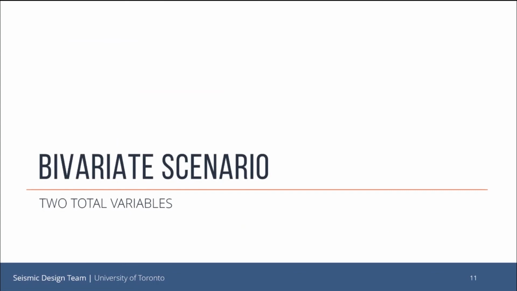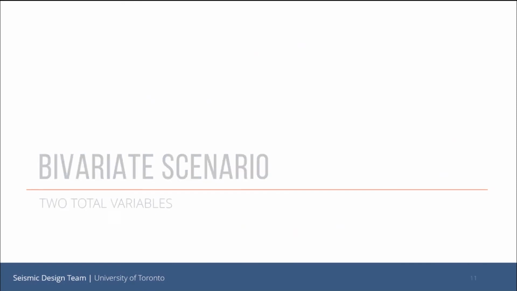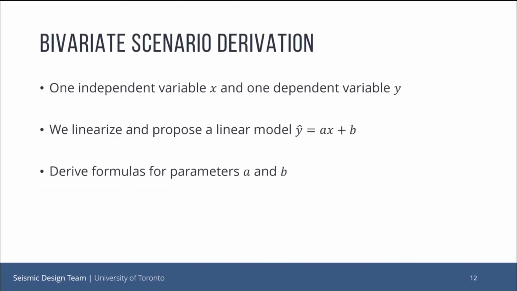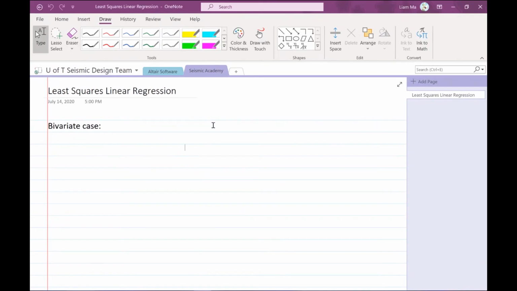So now we arrive at the bivariate scenario, where we have 2 total variables. So right now I'm going to go through a derivation on how to arrive at the formulas for these. We have a linear model, so this is after we linearize the data, so our data should look like a straight line. And now the goal is to figure out how to find A and B. And to do that, I'm actually going to switch over to OneNote and start the derivation.